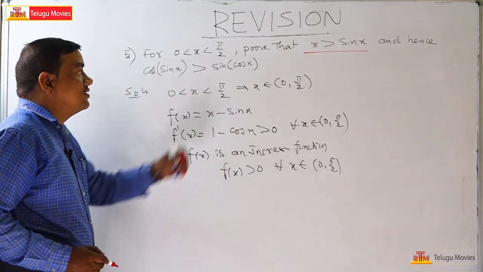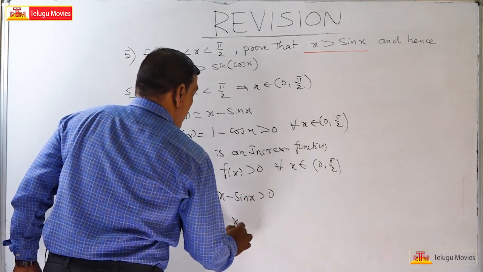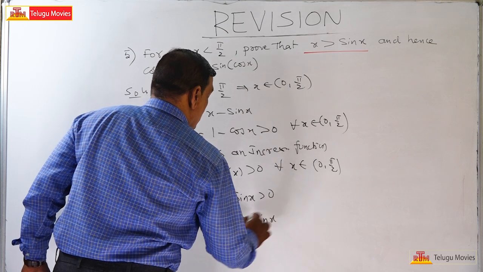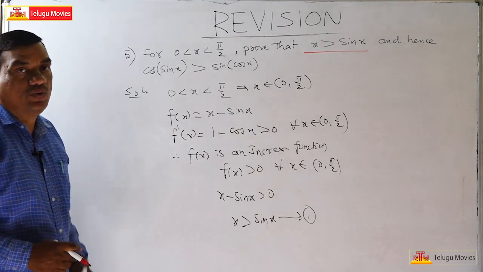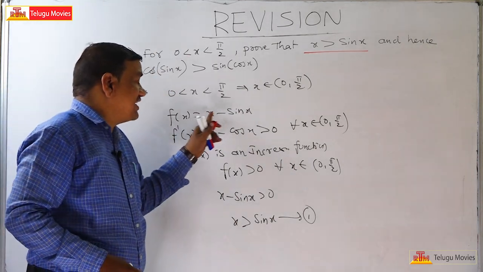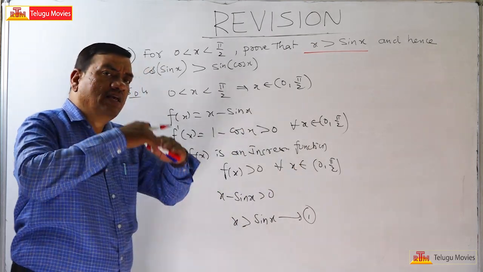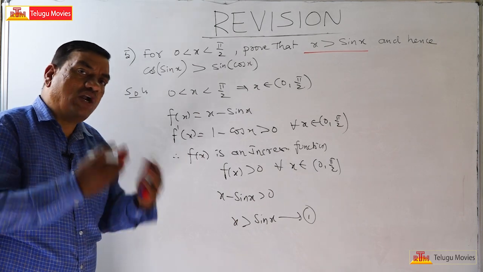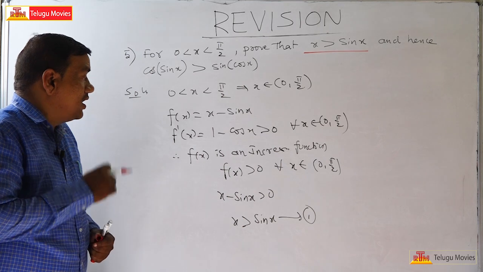What is f of x? This is x minus sin x greater than 0, so x is greater than sin x. Call this one. The first inequality is proved: x greater than sin x. This x minus sin x is positive for all x in the domain 0 to pi by 2, whatever value you take, it is always greater than 0.